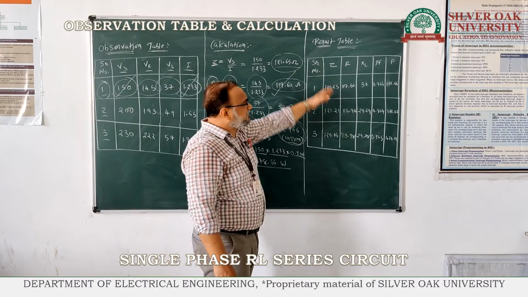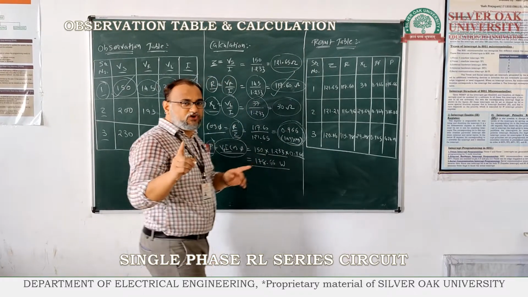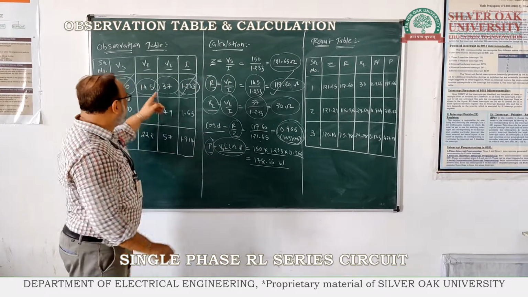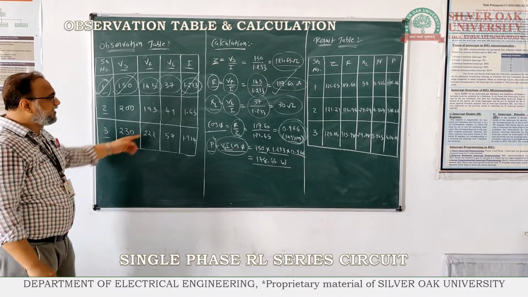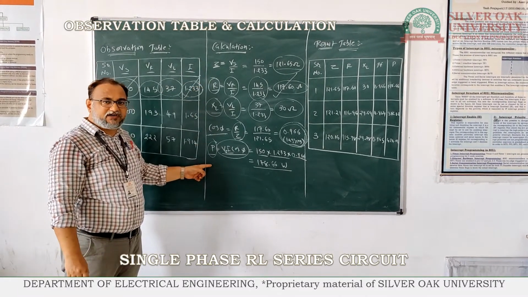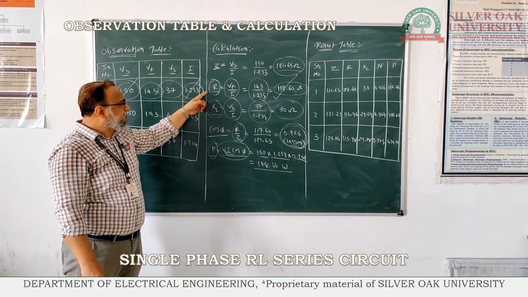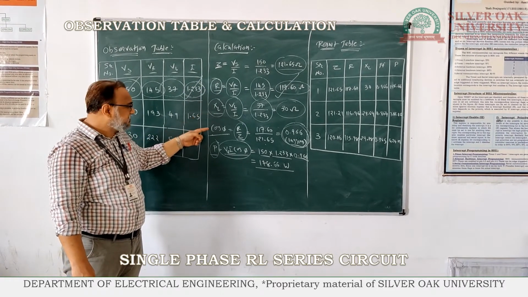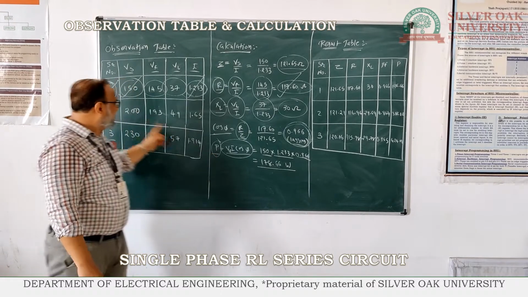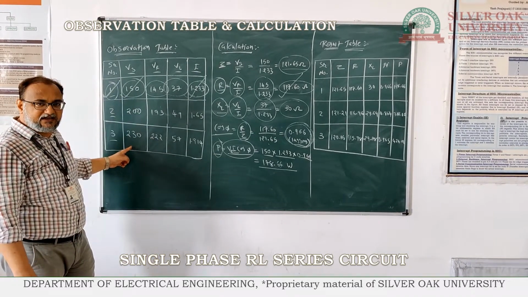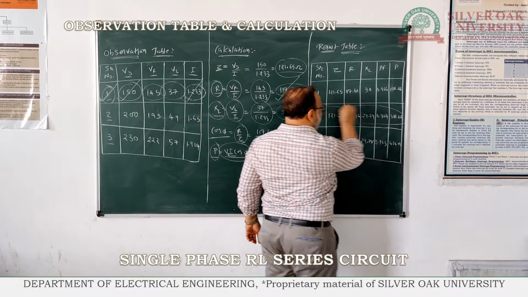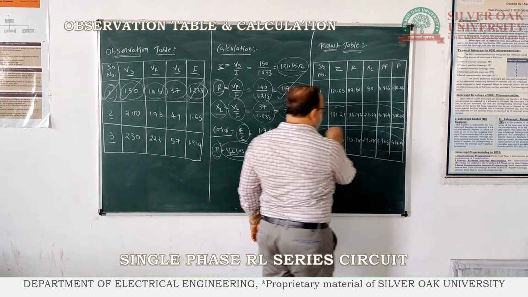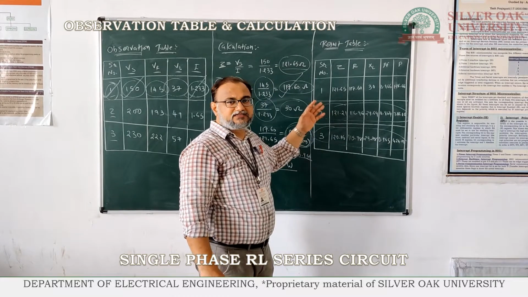Now you can see here the result table. I have shown you the calculation of only the first reading. Similarly, by yourself, you can find out all these quantities, impedance, resistance, inductive reactance, power factor and power, for the second reading and third reading. If you do that, you will get these values for the second and third readings. So this is the result table.